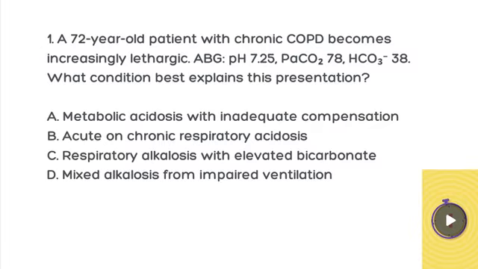Okay, are you ready? The correct answer is letter B. High CO2 plus low pH plus elevated bicarb gives us an acute decompensation on chronic CO2 retention. Letter A is incorrect because metabolic acidosis would show low bicarbonate level. C is also incorrect because alkalosis is not present. And D is also incorrect because there is no alkalosis in the lab.